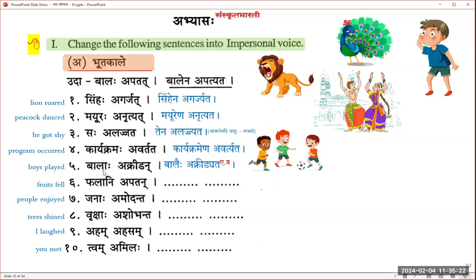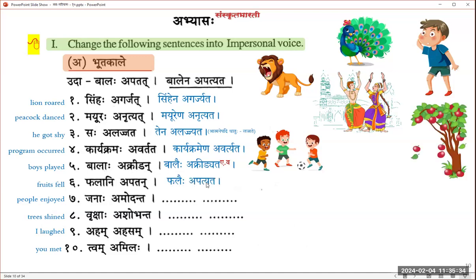Okay. Phala. So what is it? Boys played, and by the boys it was played. That's all. Phalani apatan. Phalaihi apatyata. We had seen this phalena apatyata, but it is phalaihi apatyata. By the fruits it was fallen. So here again we have switched from kartari form to bhave form clearly in the lang. So the Atmanepada ending has happened.